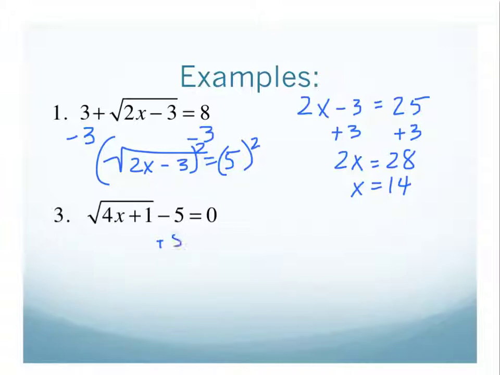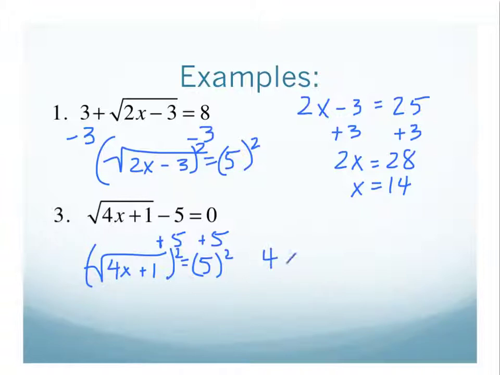Okay, I'm going to add 5 to isolate this radical in this case, giving me square root of 4x plus 1 is equal to 5. We're going to square both sides, giving me 4x plus 1 is equal to 25 again. Subtracting the 1 from each side, 4x is equal to 24, and x is 6. So 4 times 6, 24 plus 1, square root of 25 is 5 minus 5 is 0, and it works.